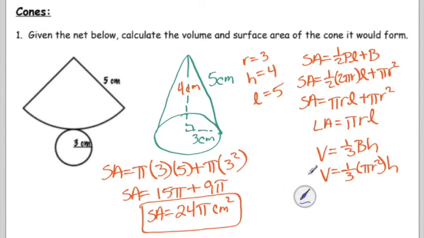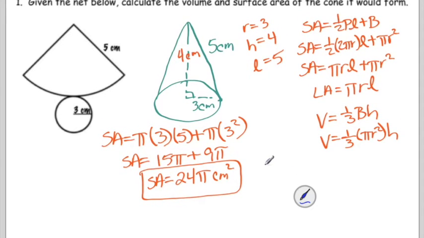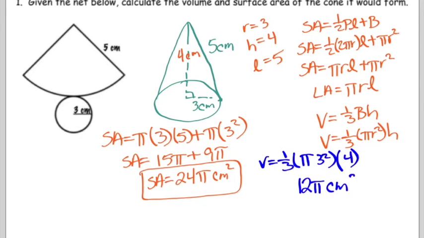And now we're going to do the volume. For the volume of it, we're going to do 1/3 pi r squared, and r is 3, times the height. So the true height there being 4. So this is what we are plugging in. 3 squared is 9 times 4 divided by 3 is going to be 12 pi centimeters cubed for the volume of this cone.